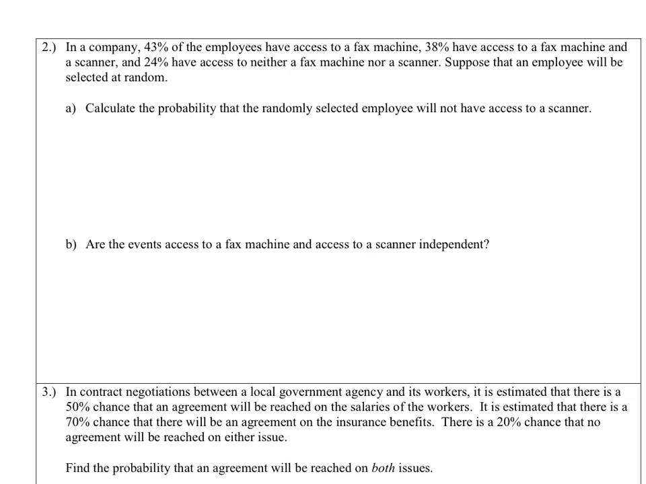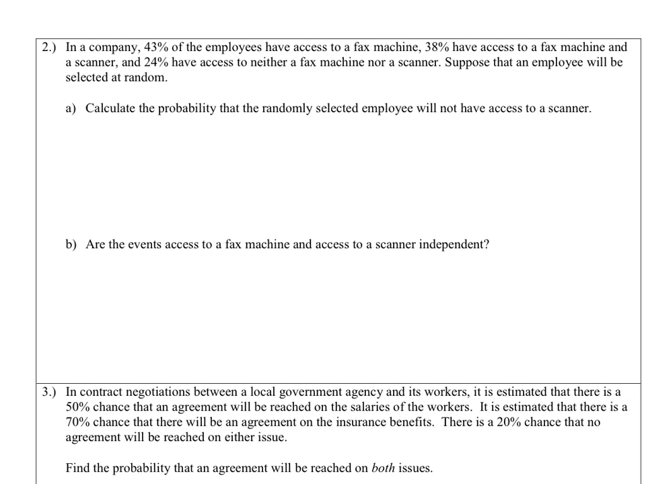In a company, 43% of the employees have access to a fax machine, 38% have access to a fax machine and a scanner, 24% have access to neither a fax machine nor a scanner. Suppose an employee is selected at random. Calculate the probability the randomly selected employee will not have access to a scanner.